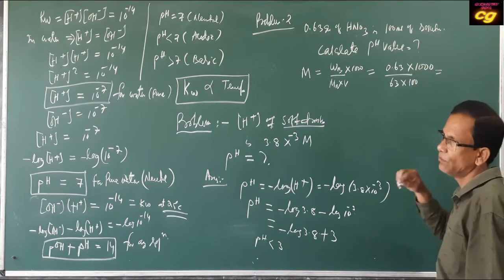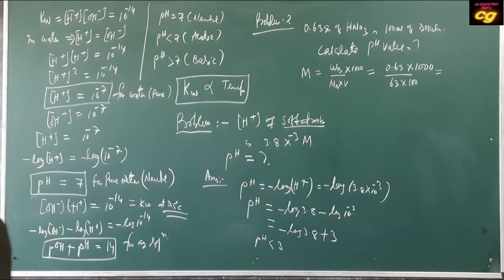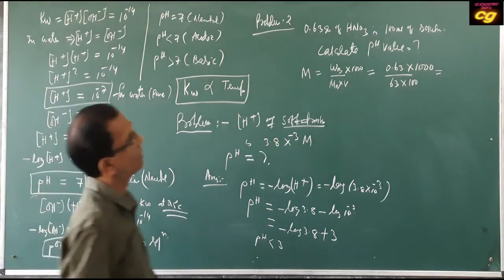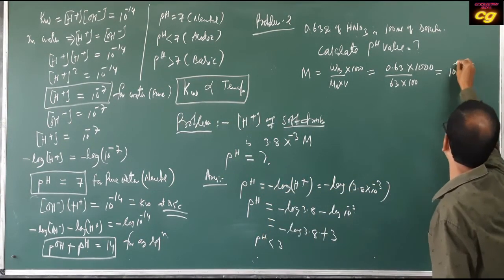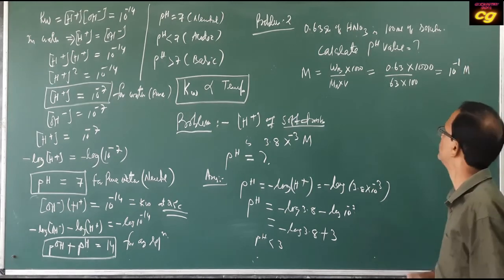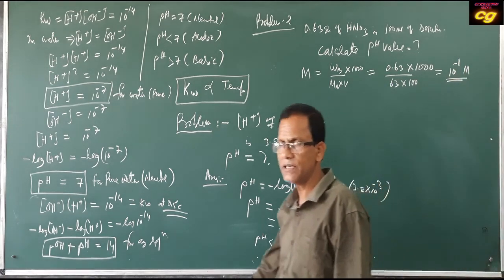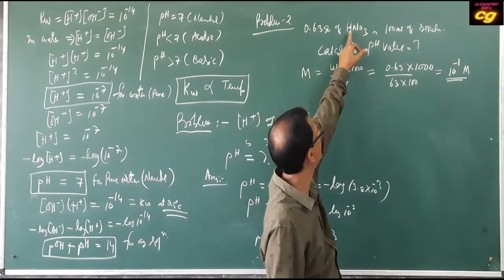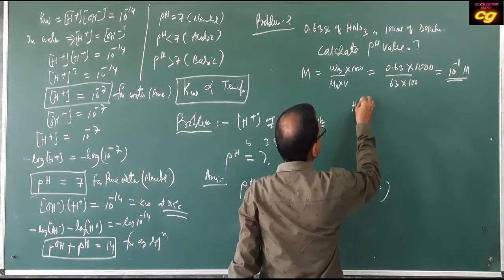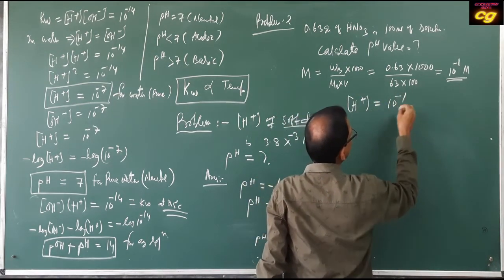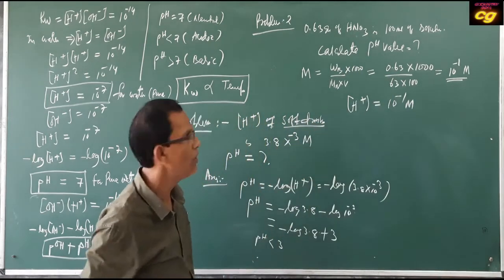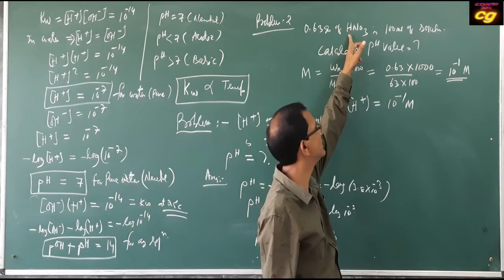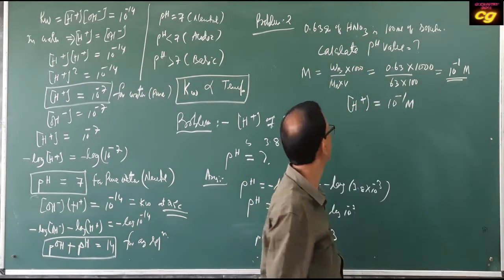Then calculate what the concentration of nitric acid is. The result is 10^-1 M, meaning moles per liter. This is the concentration of nitric acid in the given solution. If nitric acid is 10^-1, how many H+ ions does it contain? One H+ ion. So the concentration of H+ will be 10^-1, because one nitric acid contains one H+. Nitric acid is monobasic, so the moles of H+ are the same as the moles of nitric acid. So H+ is this much.